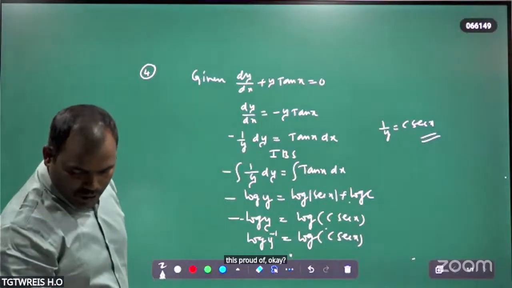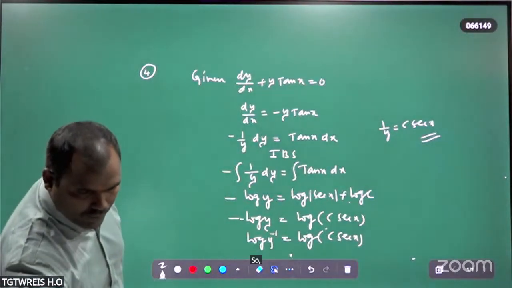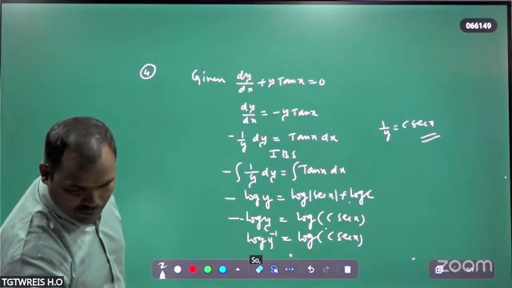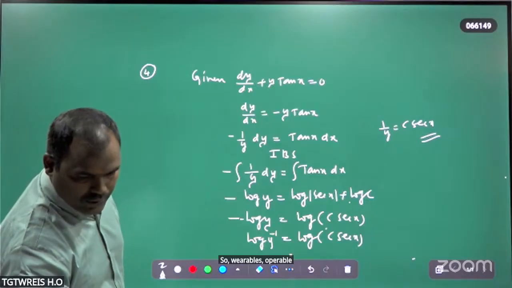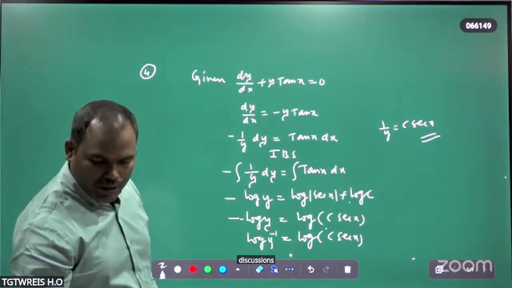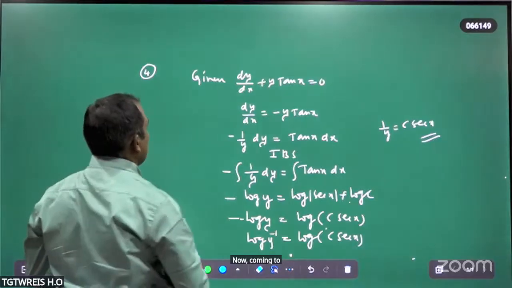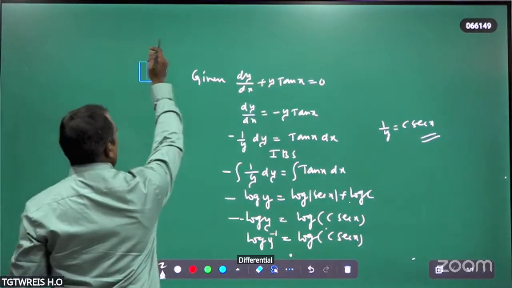Okay. So these are questions based on variable separable. Now coming to homogeneous differential equations.